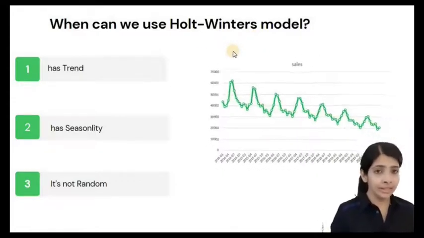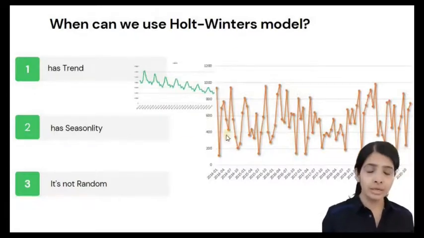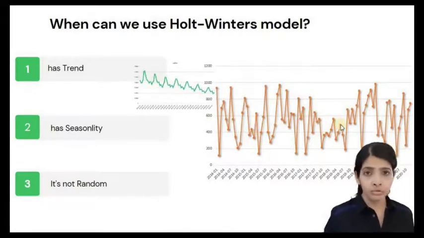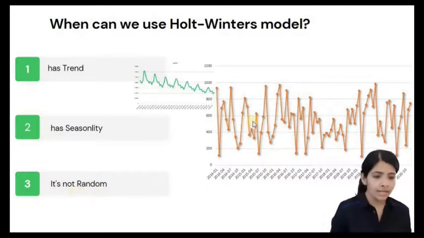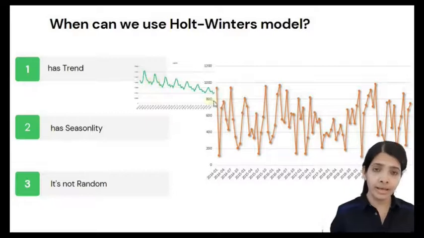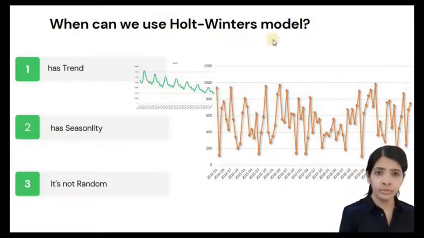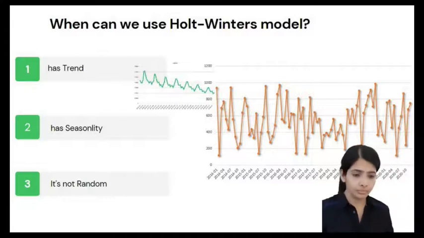A series that is random, that has no trend or no seasonality, in those cases the Holt-Winters method should not be used for forecasting. And in real business scenarios, most of the sales or business related data have trend and seasonality in it. So in those cases we can use the Holt-Winters method for forecasting.